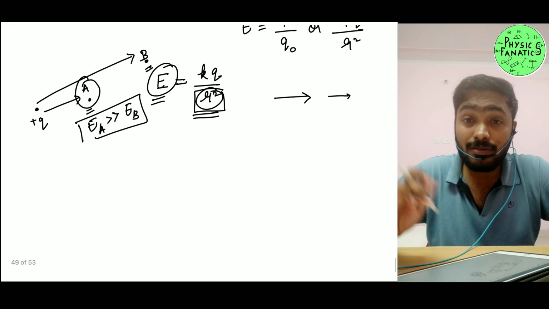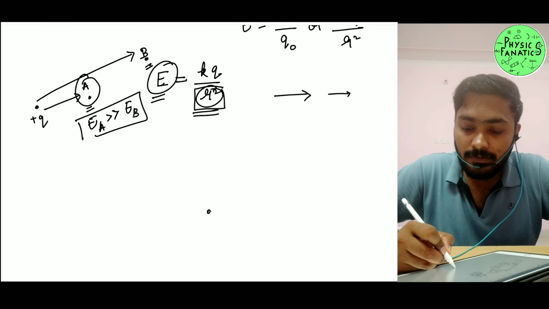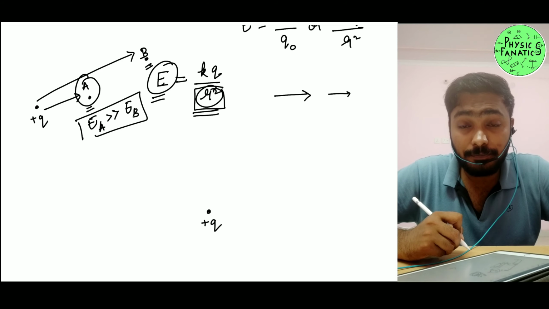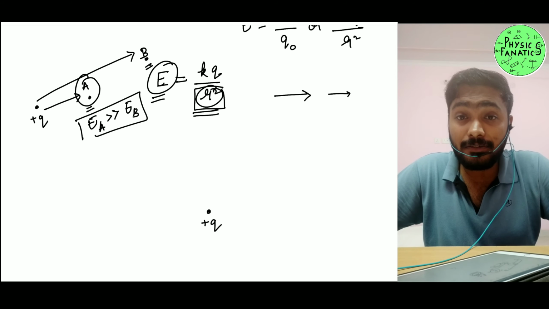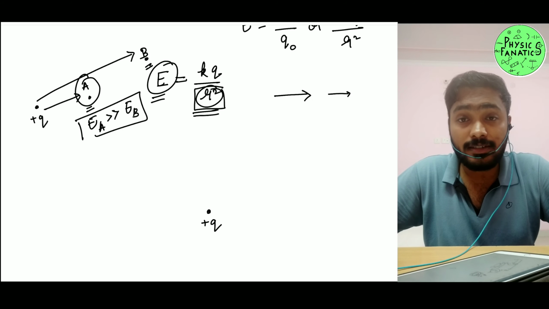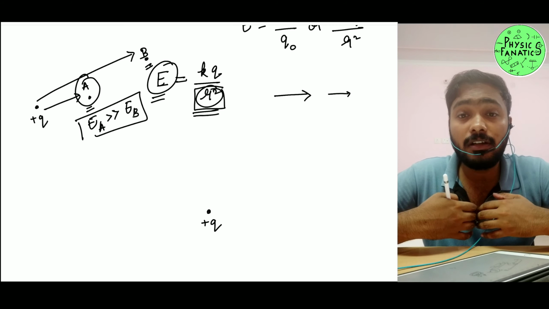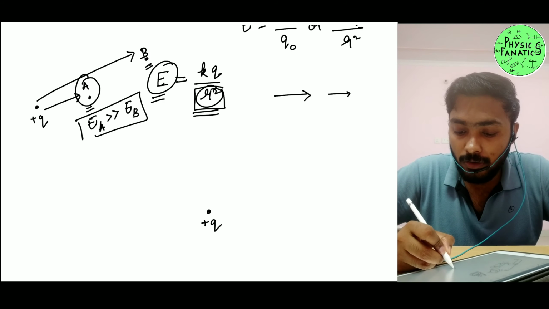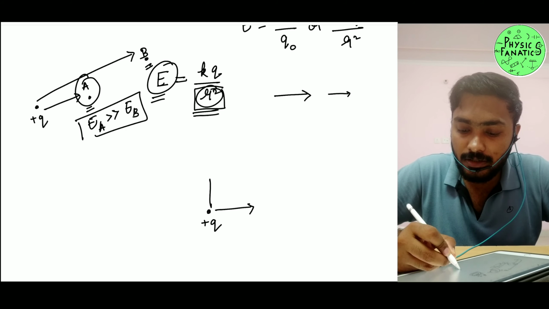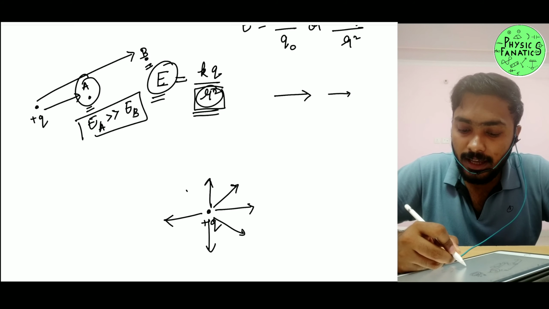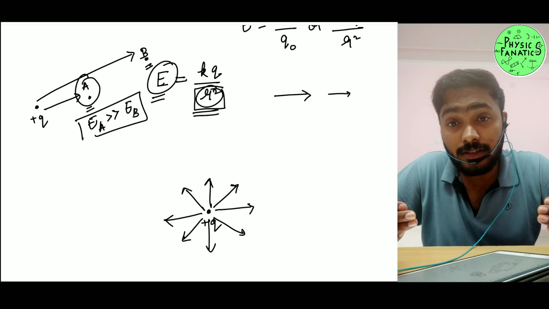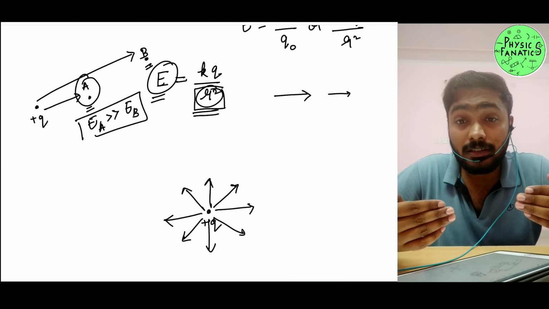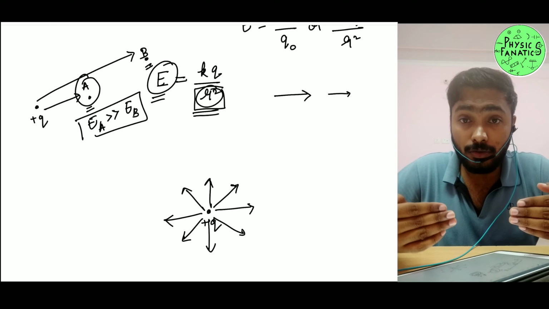Now we also know that if I have a positive Q charge, it produces electric field all over its surrounding. And we all know electric field is a vector quantity, so I can represent this electric field by a vector symbol. And we have just studied that as we go away from the charge, the magnitude of the electric field starts getting reduced.